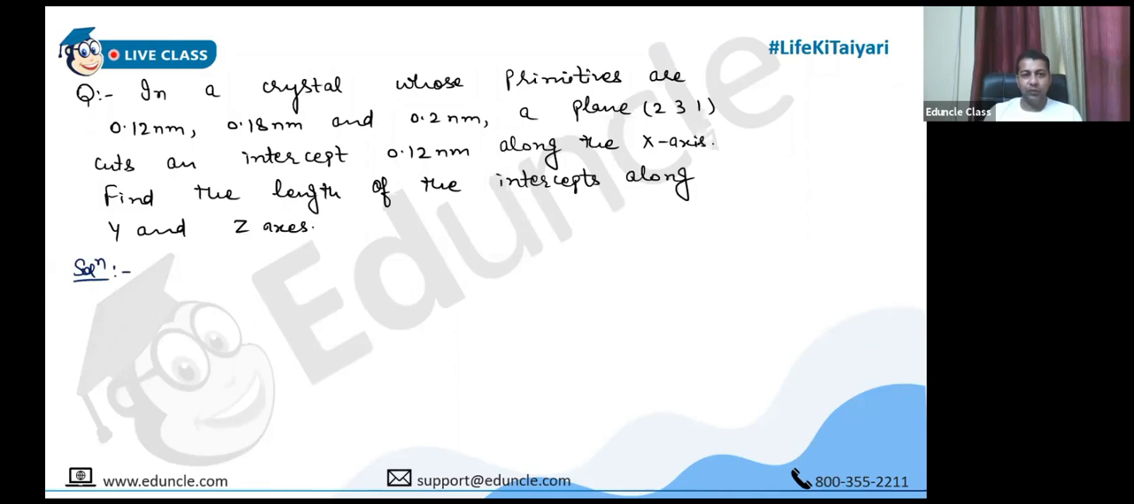So A, B, C are given to you. This is A, this is B, this is C, this is X. So you have to calculate y and z. So how can we do that?